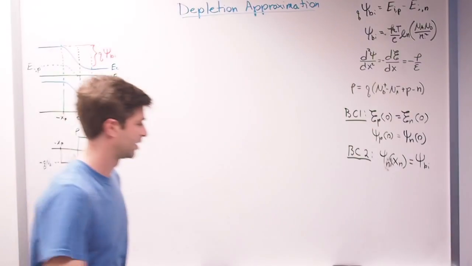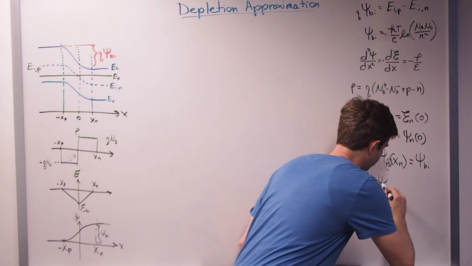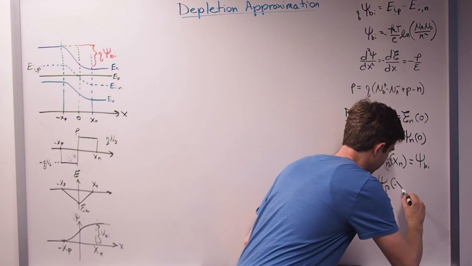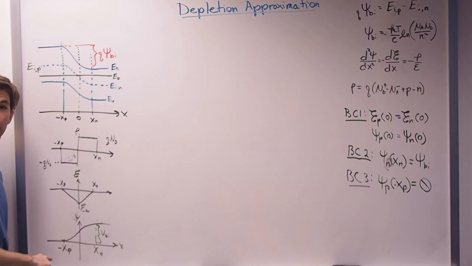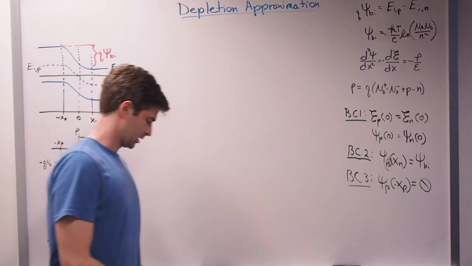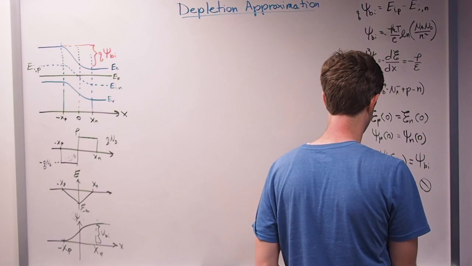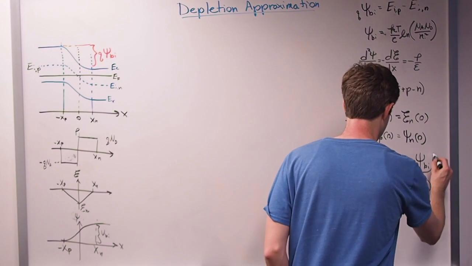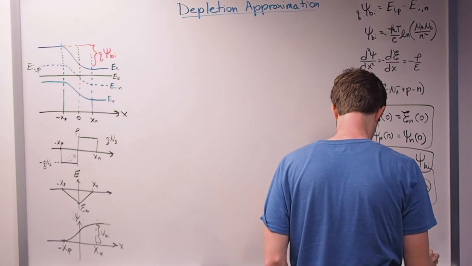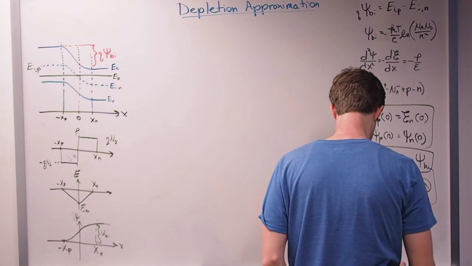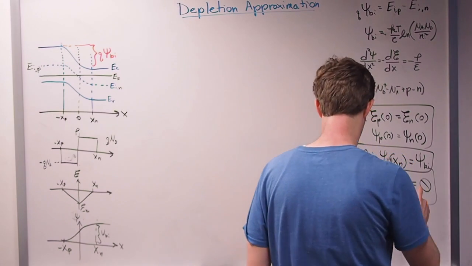Similarly, boundary condition 3, we're going to say that at phi_P of negative x_p, the potential is equal to 0. It's going by this graph right here. We make a reference for that. That's basically our 3 boundary conditions that we have. And really, I guess you could say it's 4, if you think about it.